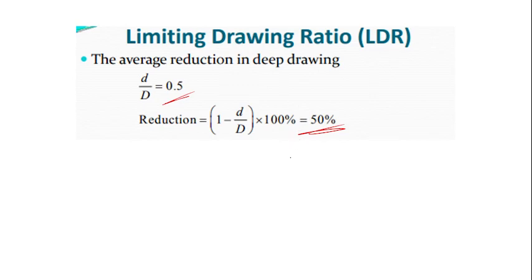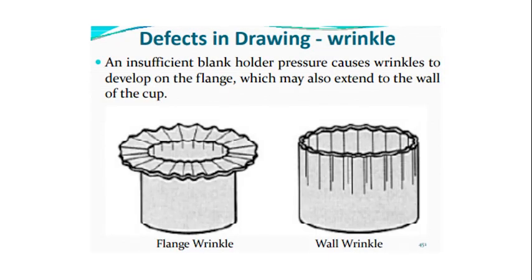If you try to reduce more than 50%, beyond that limit, suppose you can increase up to some height, say 10 mm, which is under the limit, but if you try to go beyond that, which does not come under your drawing ratio, then it will form a hole in it. It will start piercing instead of drawing. So that is why this is also important.